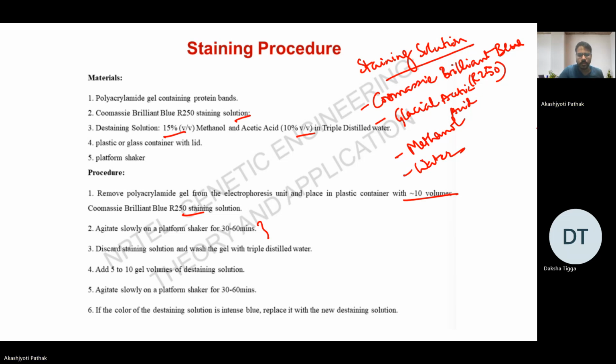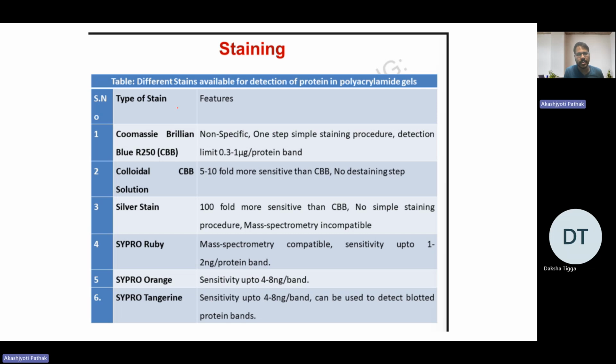Okay. So there are different types of stain that you can use. One is this Coomassie Brilliant Blue. This is most commonly used, and it is non-specific. It is one simple staining procedure. The detection limit is 0.3 to 1 microgram.